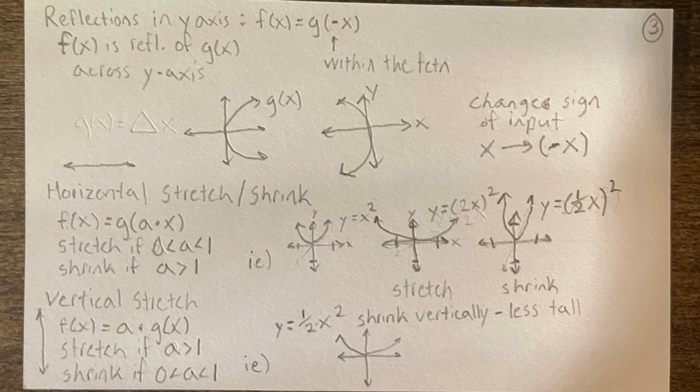Reflections in, or across, the y-axis. F of x equals g of the opposite of x. F of x is the reflection of g of x across the y-axis. Given a function g of x, to reflect it across the y-axis, replace x with the opposite of x.